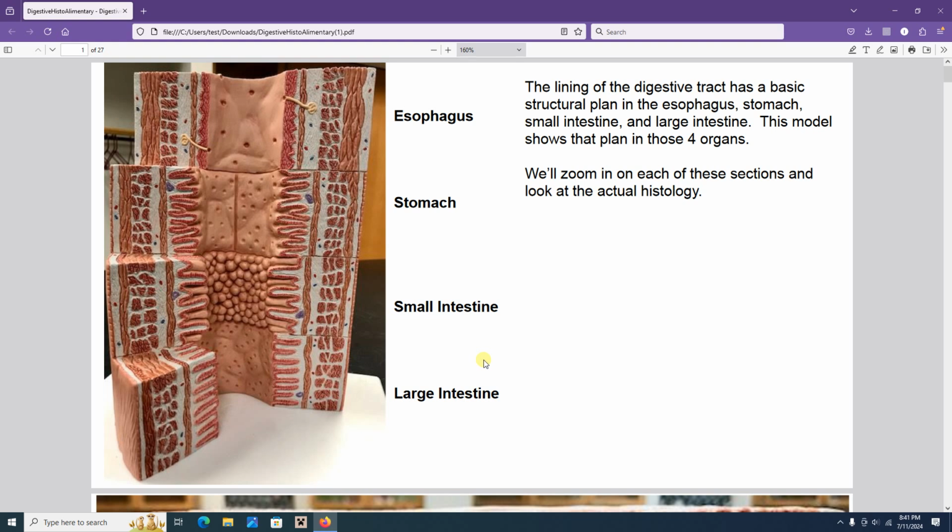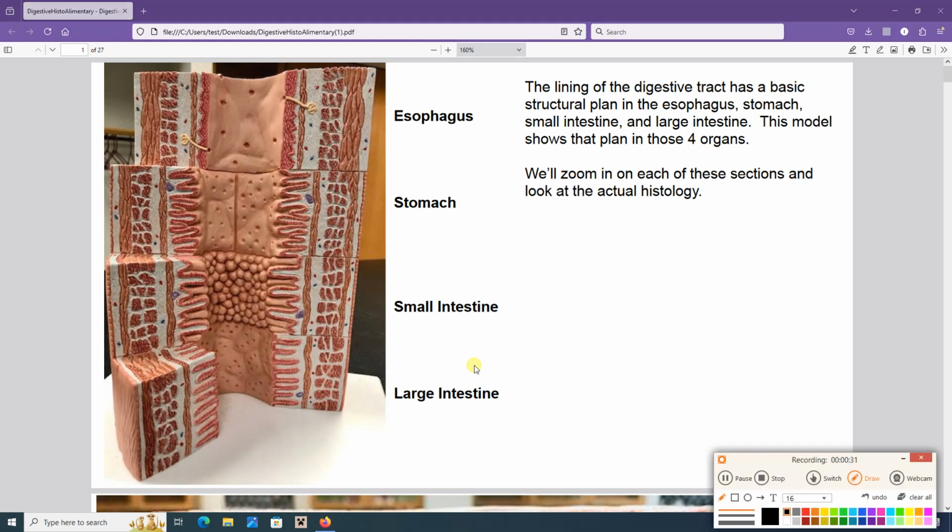Well, it's our first histology lab for the digestive system. And we're going to be looking at 4 organs tonight. We're going to be looking at 4 alimentary canal organs. Now, recall the alimentary canal is the food tube, so from mouth until the anus. So, it includes the oral cavity, the pharynx, the esophagus, the stomach, the small intestine, and the large intestine. We're going to be looking at the esophagus, the stomach, small, and large intestine.